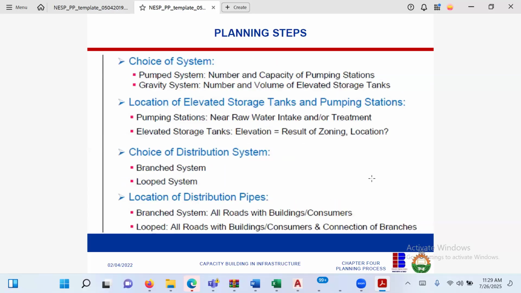I've said it before, you need to choose your systems, either a pump system or a gravity system. For your tanking, you need to know where to station your pumping station. Your storage tank should be elevated if you need more pressure. You can use your branch systems, you can use your loop systems, and so many other things to look out for. We're done with that.